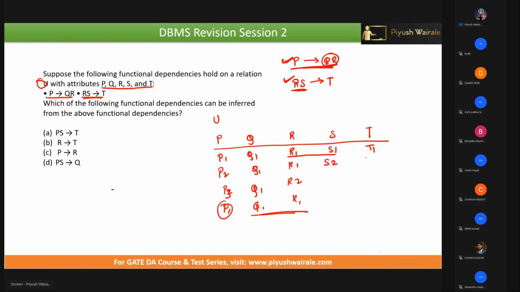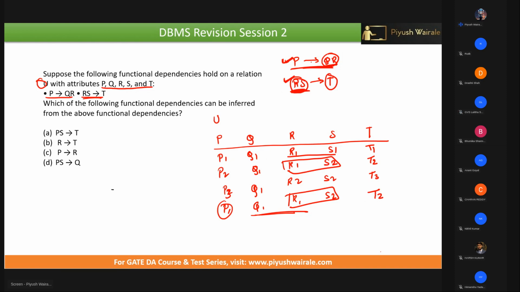R1 S2 can determine T1 or T2, because the right hand side value can be duplicate here, right? R2 S2 can also determine T2 or T3, whatever the value of T will be. But again, if I have R1 S2, so R1 S2 determine T2, so R1 S2 must determine T2 only. So here we have to check for a combination of R and S, right? So R1 S1, R1 S2, these two are different combinations, right? But the combination must be the same here, together. I hope this thing is clear, what we have discussed.